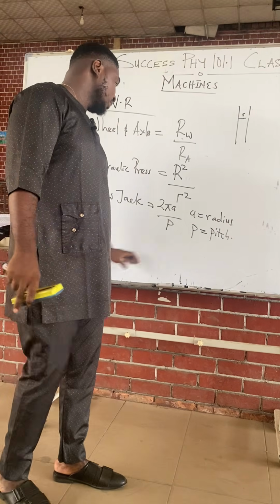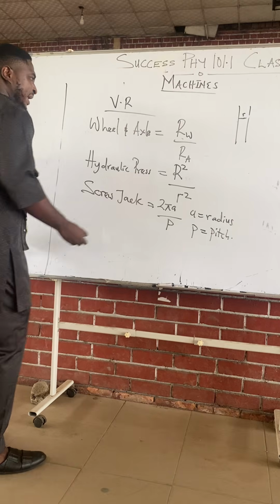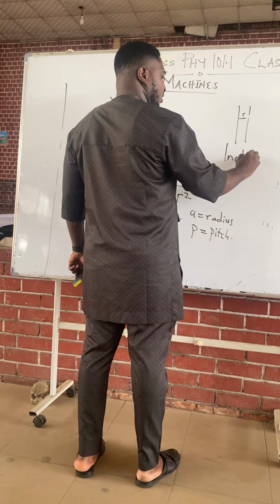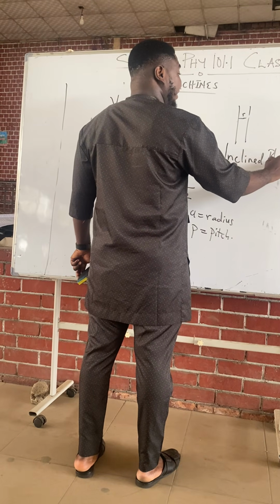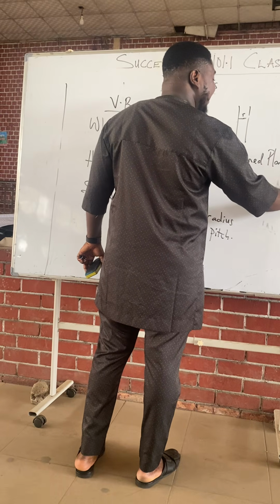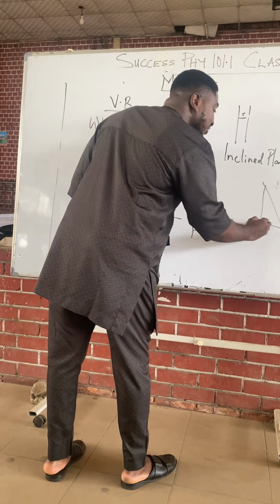Now, which one have I not mentioned? Inclined plane. The velocity ratio of an inclined plane is 1 all over sine theta, class. An inclined plane is a machine on its own.